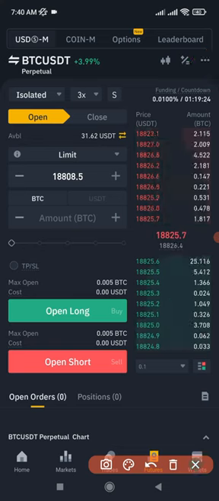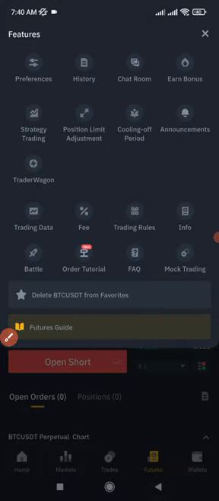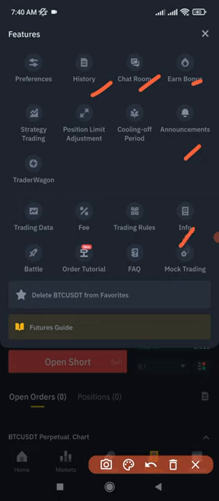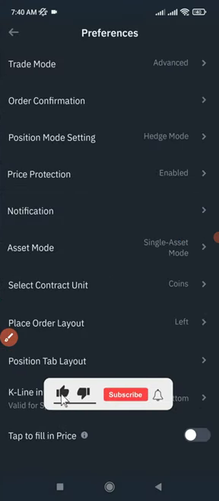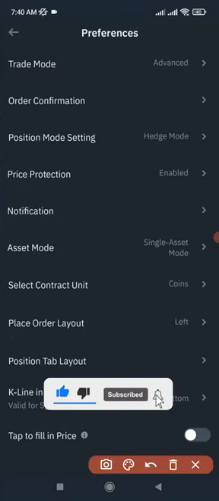So if we go ahead and click on those three dots, you see all of these different options here, but our concern for futures trading is just the preference. Okay, so we want to adjust the preference for futures trading. So if I click on preference, it brings us to this page.